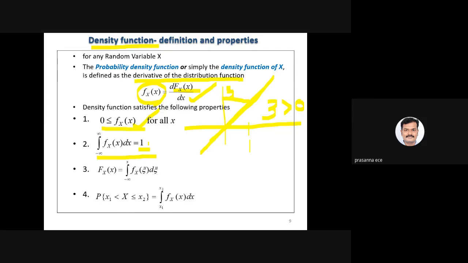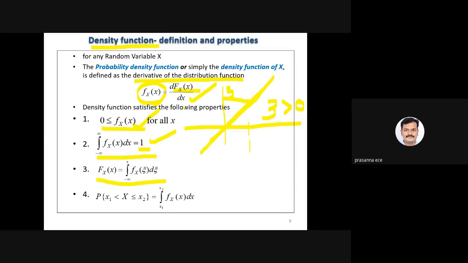So all the probabilities in sample space add up to 1. So that is what is denoted by this property. Okay, so when you integrate the density function, finally what you get is a 1. Okay, and then what is the third property?